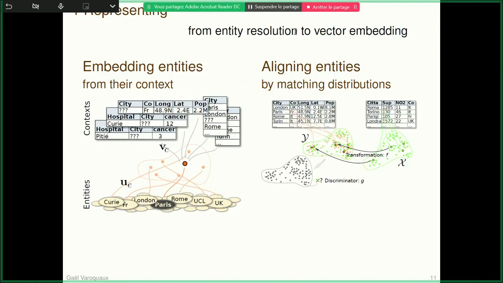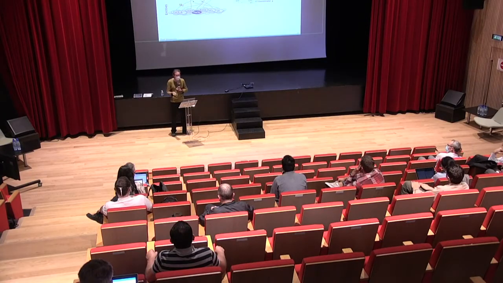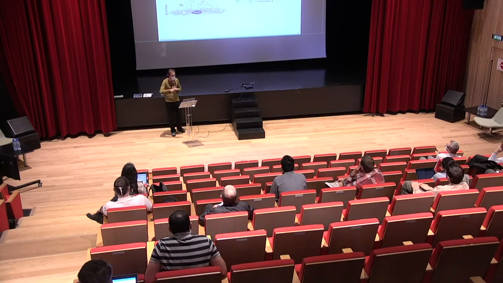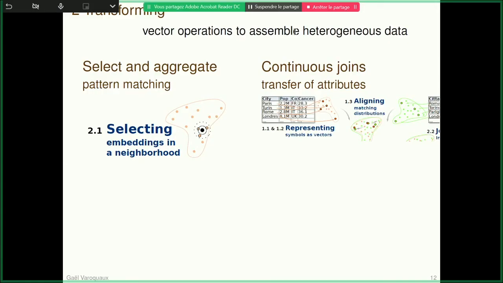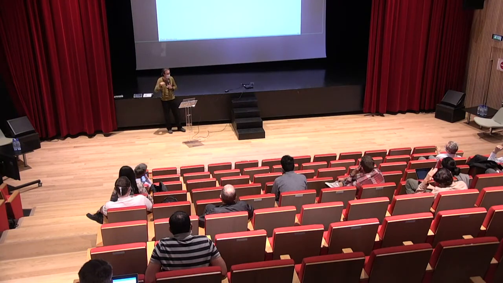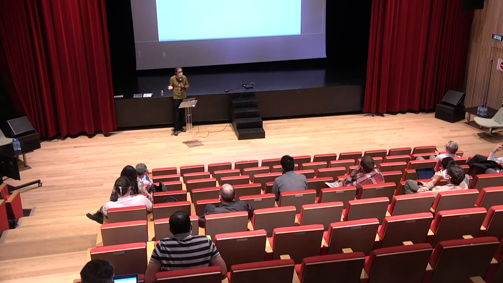I'm going to go quickly because I'm running out of time. For embedding entities, the crucial idea is that we're going to rely on the context. If we need to solve alignment problems, we will basically use distribution matching approaches. In terms of transforming, we need to adapt things such as selection and aggregation. That's basically some advanced form of pattern matching, so it's supervised learning. Joins are harder because when we need to adapt the joins, we need to match two tables and transfer attributes. So it's about recasting this in a continuous framework, and all this being differentiable, of course.